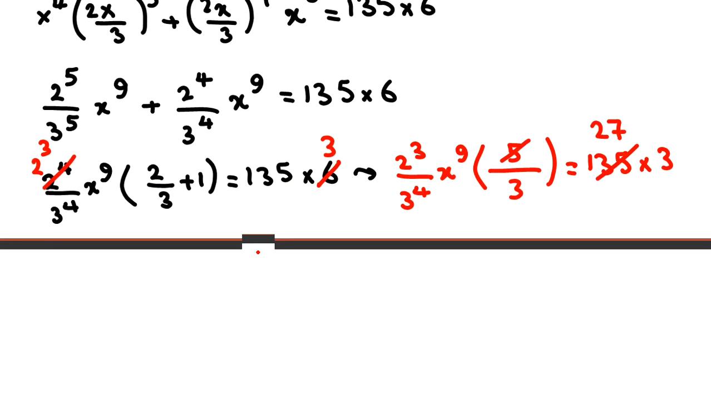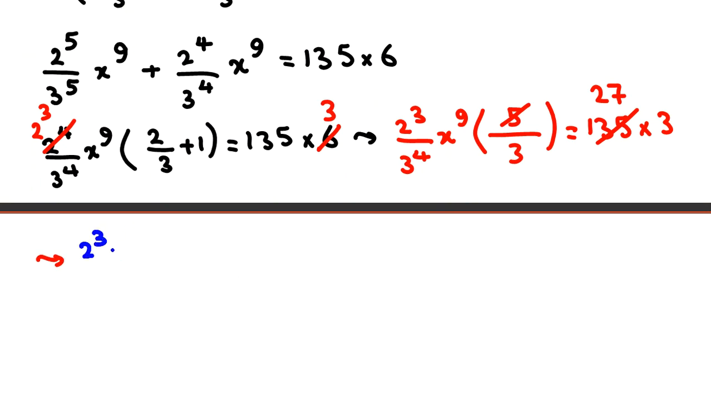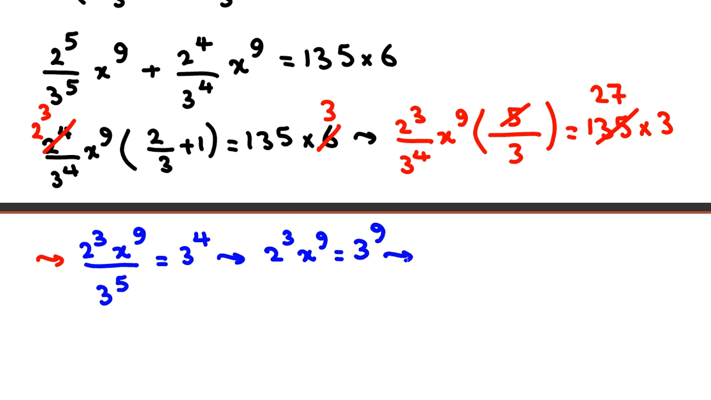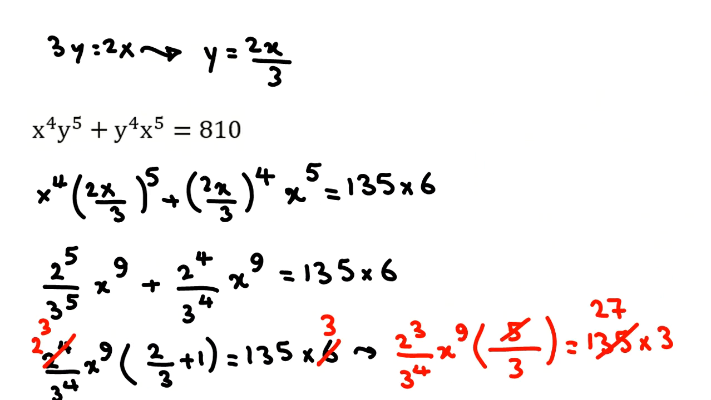And then we can say what? Let me write the rest in blue. It will be 2 cubed x to the 9 over 3 to the 4, times 3 to the power of 5, equal to 3 cubed, 27, times 3 cubed times 3 to the power of 4. So 2 cubed x to the 9 equal to, if we cross multiply, 3 to the 9. x to the 9 is 3 to the 9 over 2 cubed. And we can conclude x cubed equal to 3 cubed over 2, so x cubed equals 27 over 2.